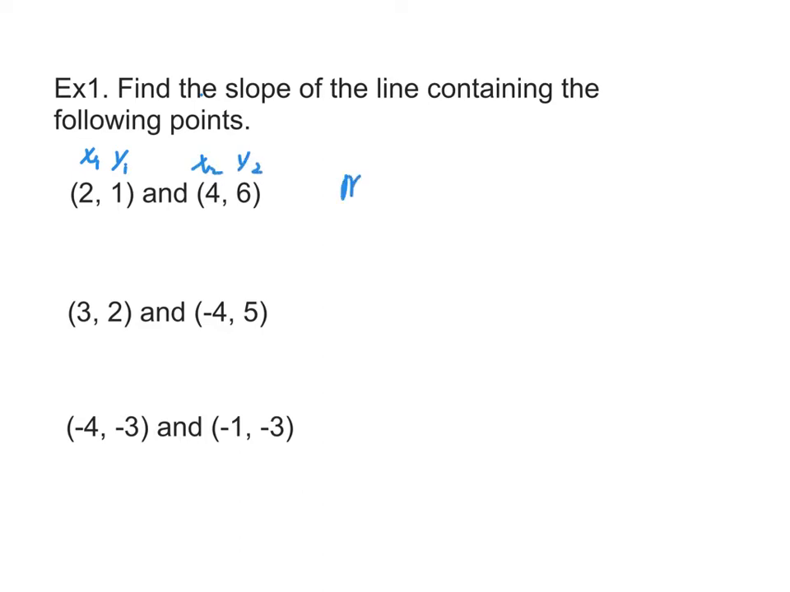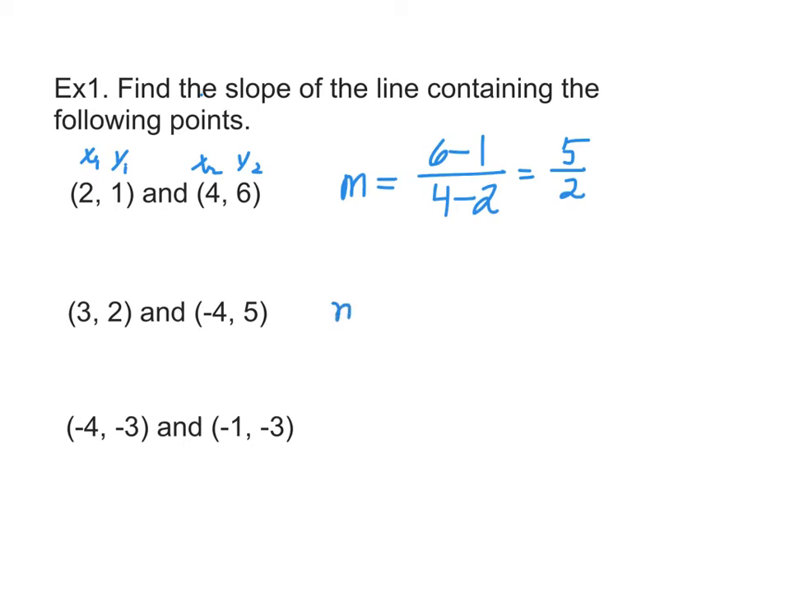Okay, so slope should be y2 minus y1 all over x2 minus x1, or 5 over 2. Usually we use slope as a ratio since it is showing you the change in the vertical over the change in the horizontal.